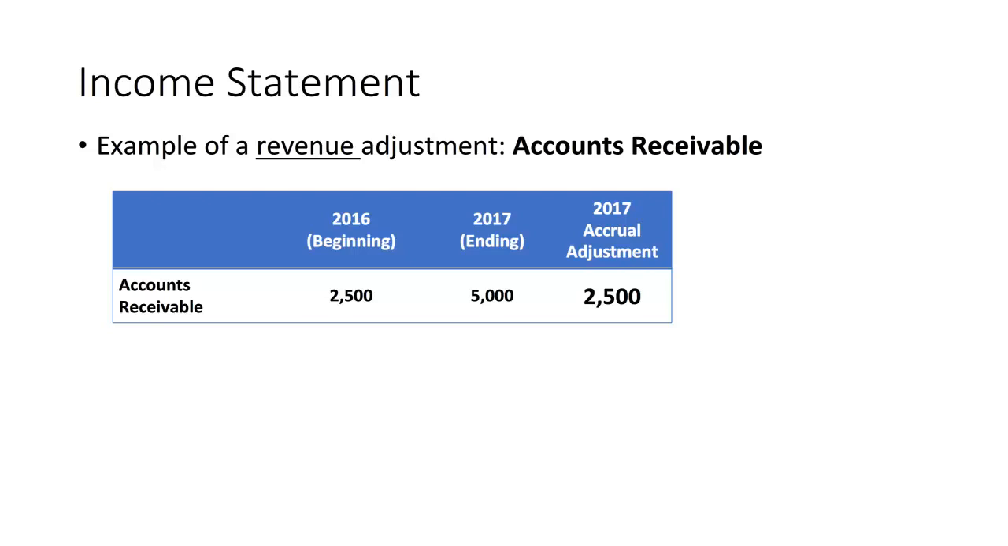And what we would actually do with this $2,500 adjustment is this would show up in our revenue section and would be added to the cash revenues that the business collected during the year to adjust those to an accrual basis. Again, we'll see this in more detail in the examples in upcoming lectures, but that just gives you a quick example of how a revenue adjustment for a specific account, in this case accounts receivable, is actually calculated.